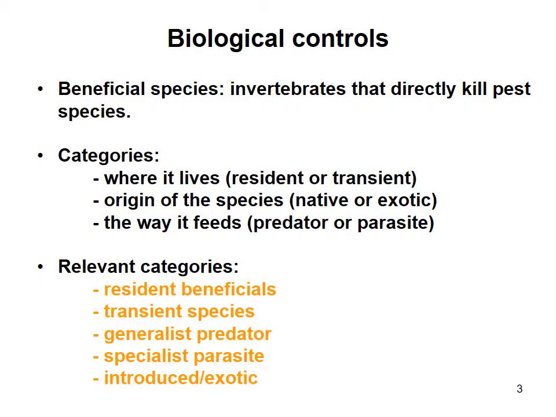Beneficials can be categorised according to where they live. So are they resident species or transient species? They can be categorised according to the origin of the species, are they natives or exotic species, and according to the way that they feed, that is predator or parasite. So the relevant categories for us in IPM programs are resident beneficials, transient species, generalist predators, specialist parasites, and introduced or exotic species.